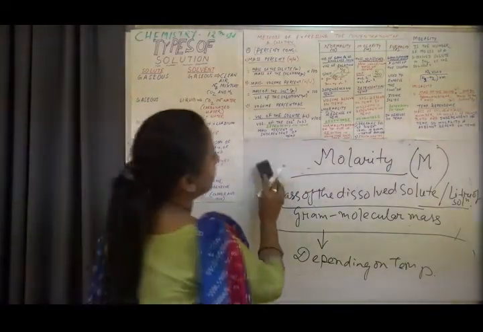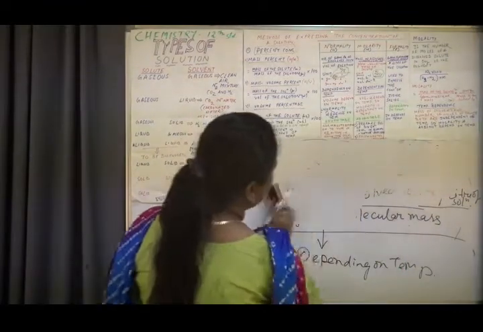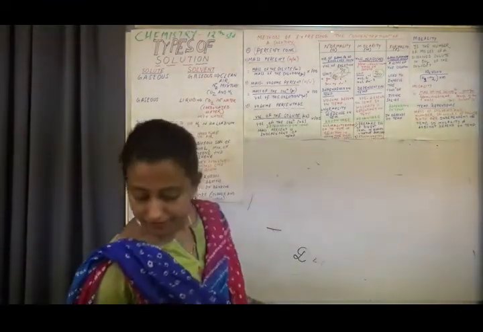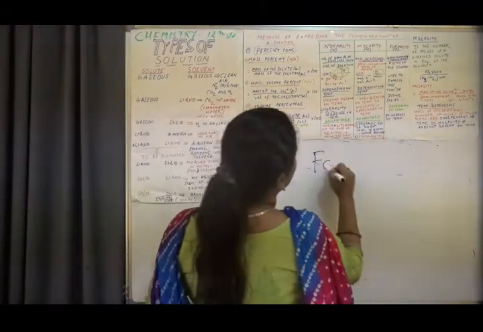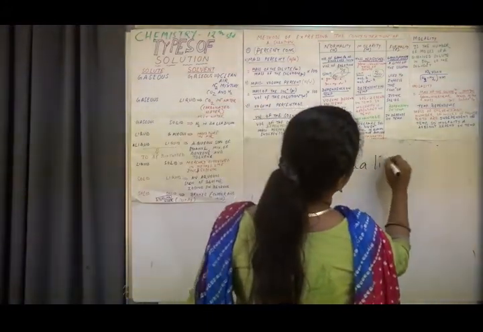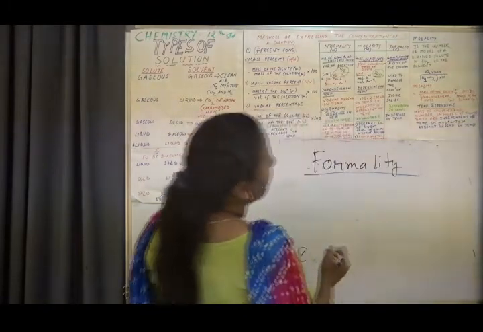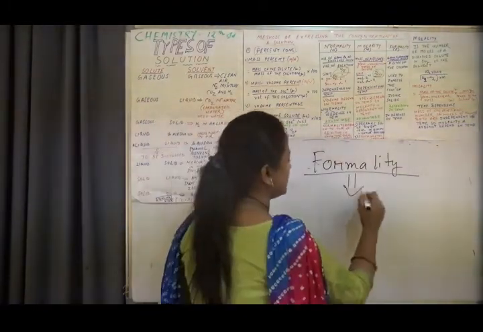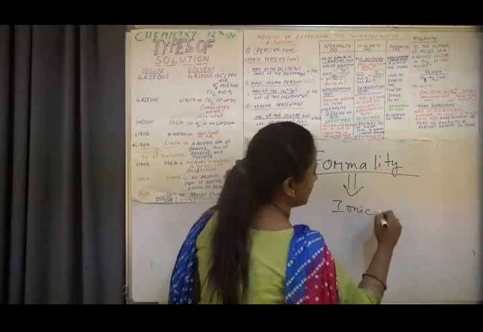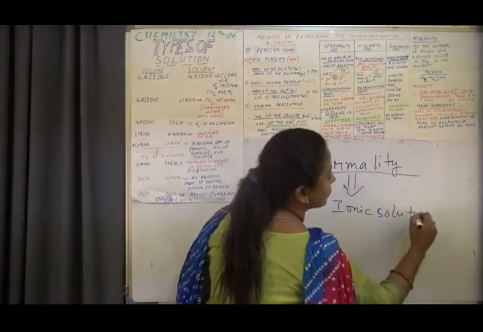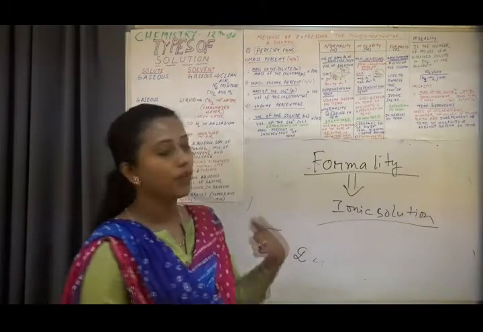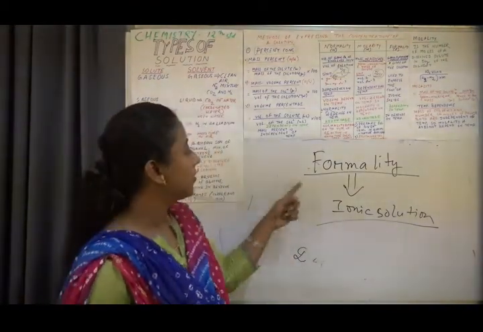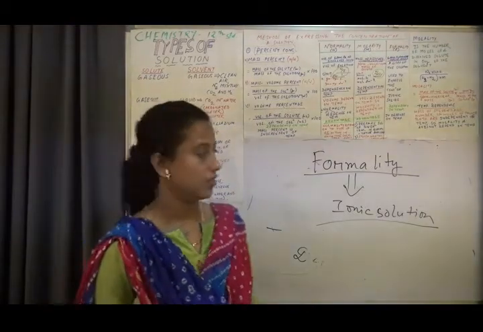Then another important term coming after this is formality. What do you mean by the term formality? Formality is generally used for ionic solutions. All the other terms are used for other types of solution, but formality is used for ionic solutions only.